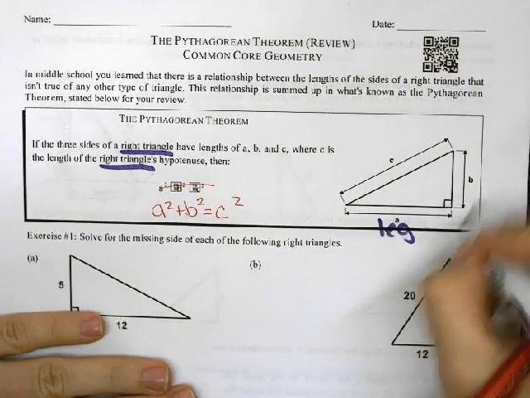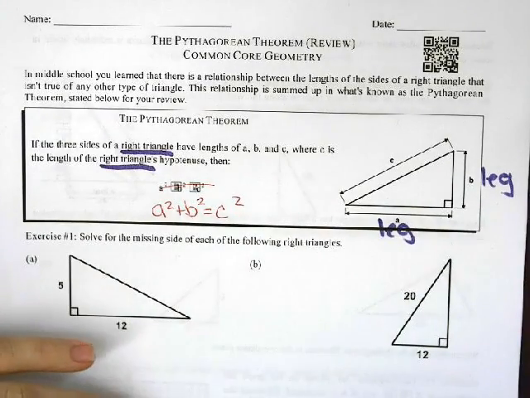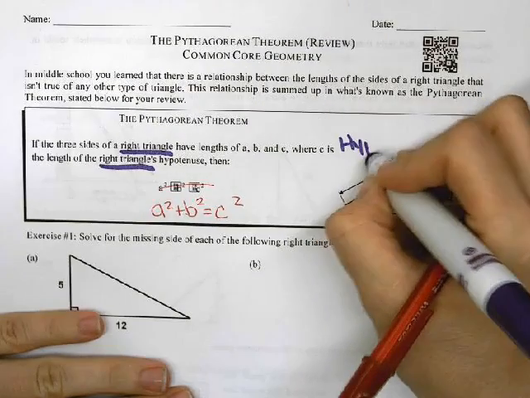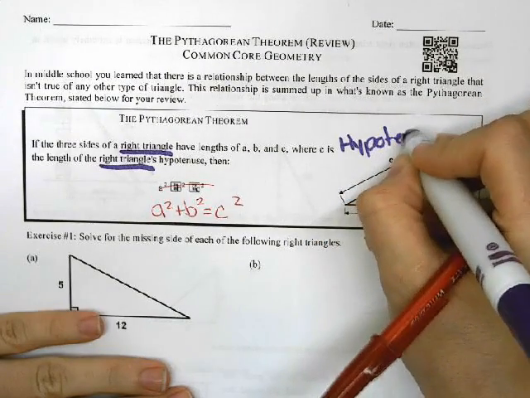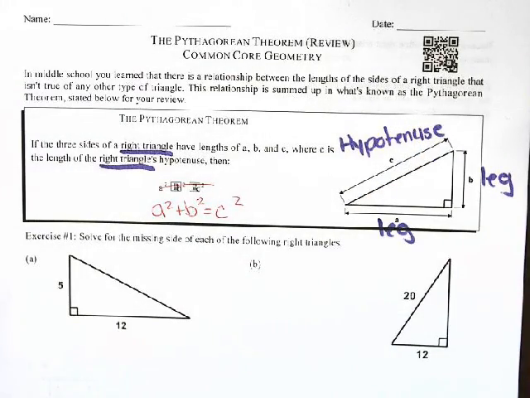The A side and the B side are what we call legs, and the longest side, side C, is called the hypotenuse. We'll keep that in mind as we're working through these problems, as that may be some of the key vocabulary that turns up.